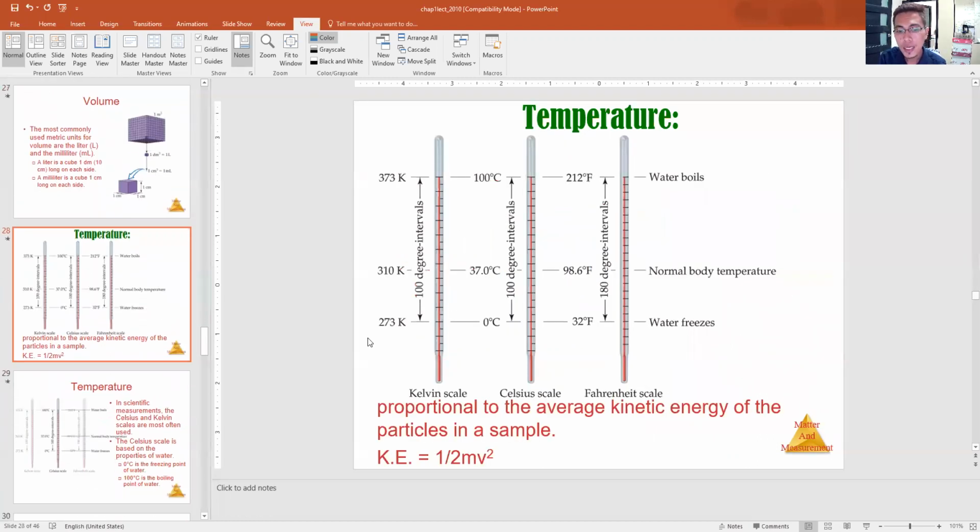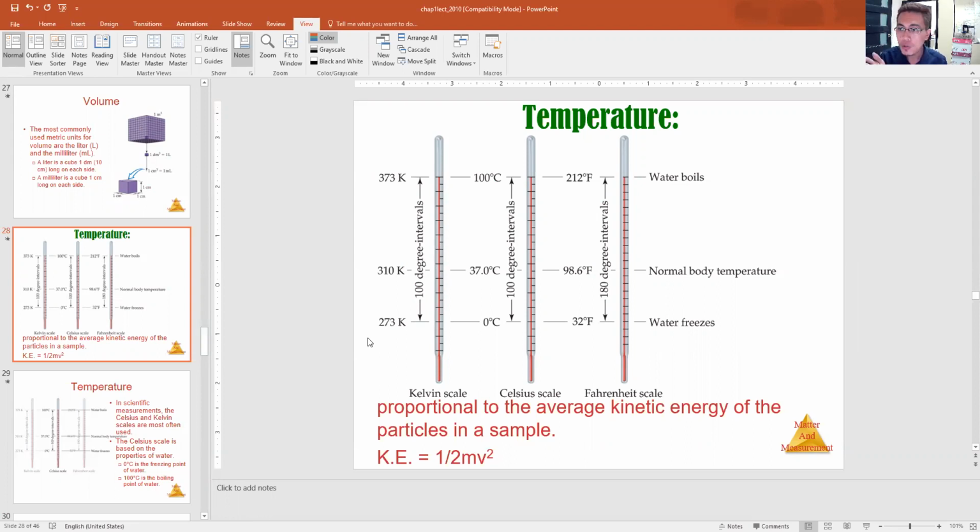So for temperature, we have the existing temperature scales: the Kelvin, the Celsius, and then the Fahrenheit. These are the most basic ones we use for temperature. It is proportional to the average kinetic energy of the particles in a sample. So that kinetic energy is equal to 1/2 mv squared. You can see on the thermometer the specific temperature ranges.